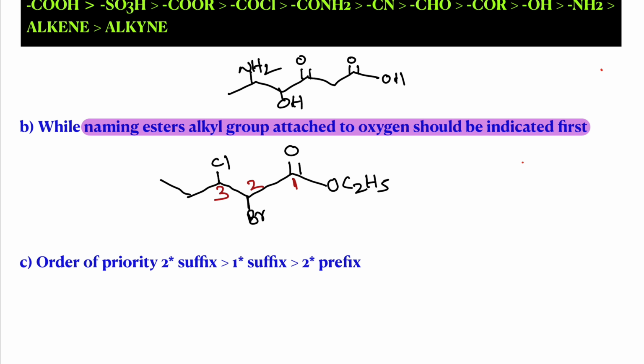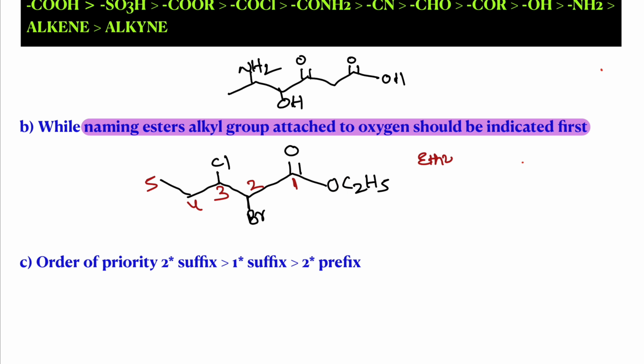1, 2, 3, 4, 5. And here, this is one substituent or branch attached to oxygen but not a carbon chain. This is one branch or substituent attached to the carbon chain. If this is also attached to the carbon chain, then I would have taken alphabetical order for sure. But this is attached to oxygen. So while naming esters, the alkyl group attached to oxygen should be indicated first, irrespective of alphabetical order.